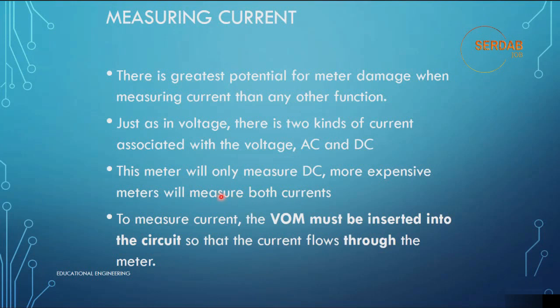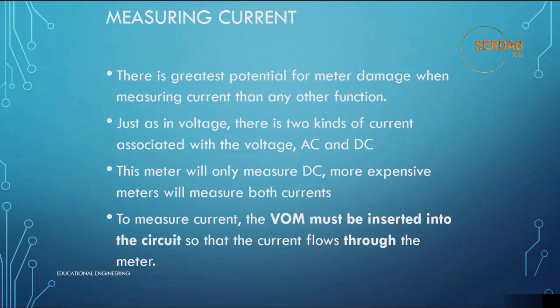To measure current, the volt ohm meter must be inserted into the circuit so that the current flows through the meter. You can't just place the positive and negative probes and say, yay, I just measured current. This won't work like voltage. You must place it in the circuit, not on the circuit.